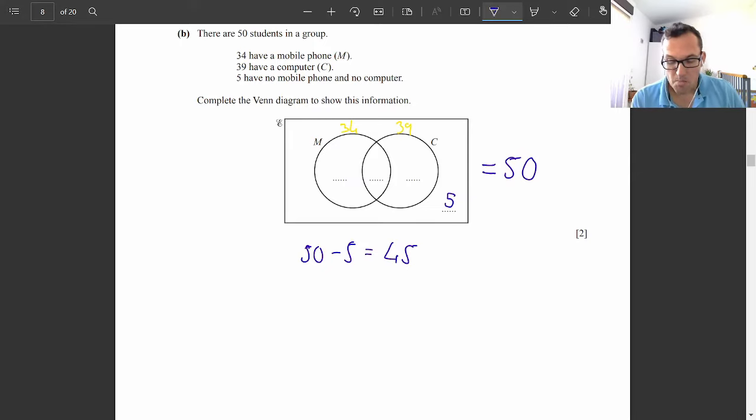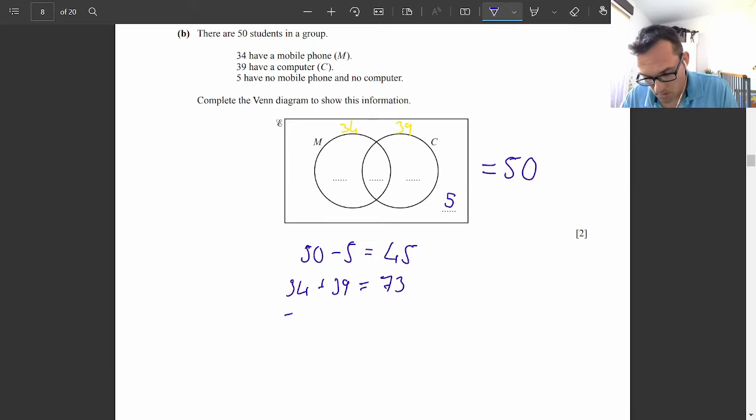But at the moment, they don't add up to 45. We've got 34 and we've got 39, and when we add those together we get 73. That's way too much. It doesn't make sense, it should add up to 45. We've got 73. That is where the overlap comes in.